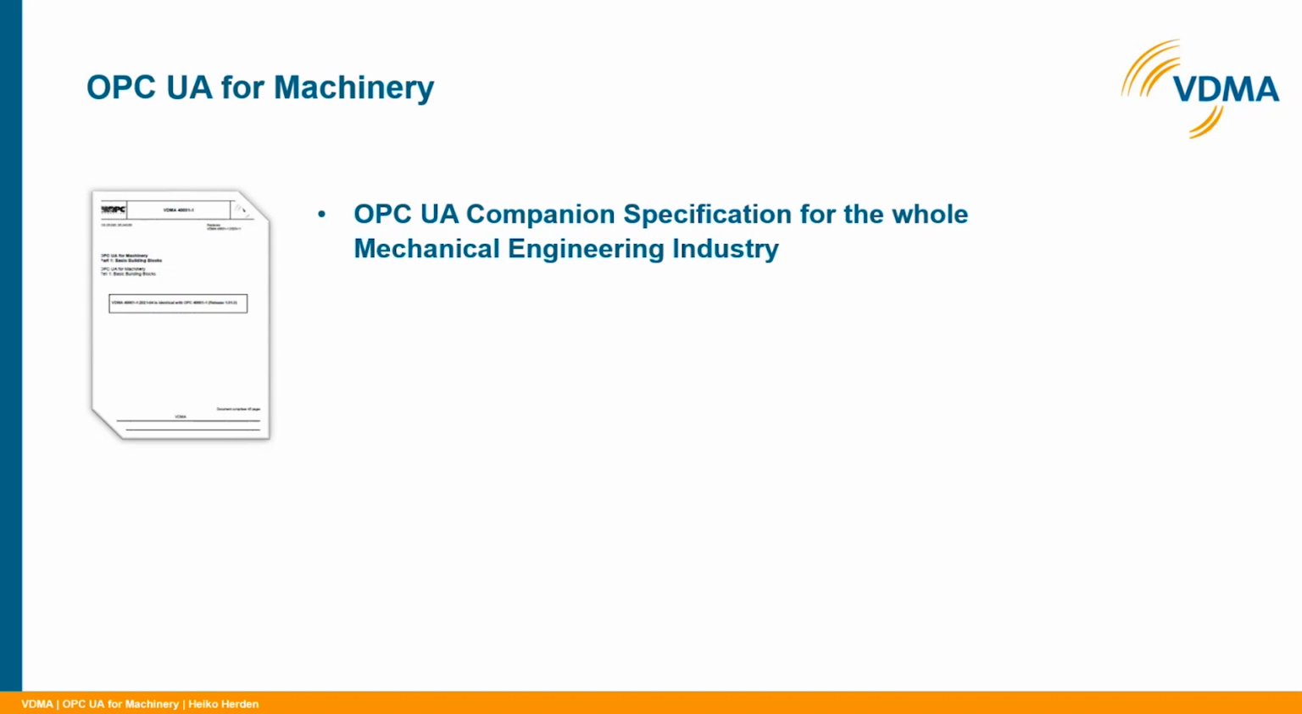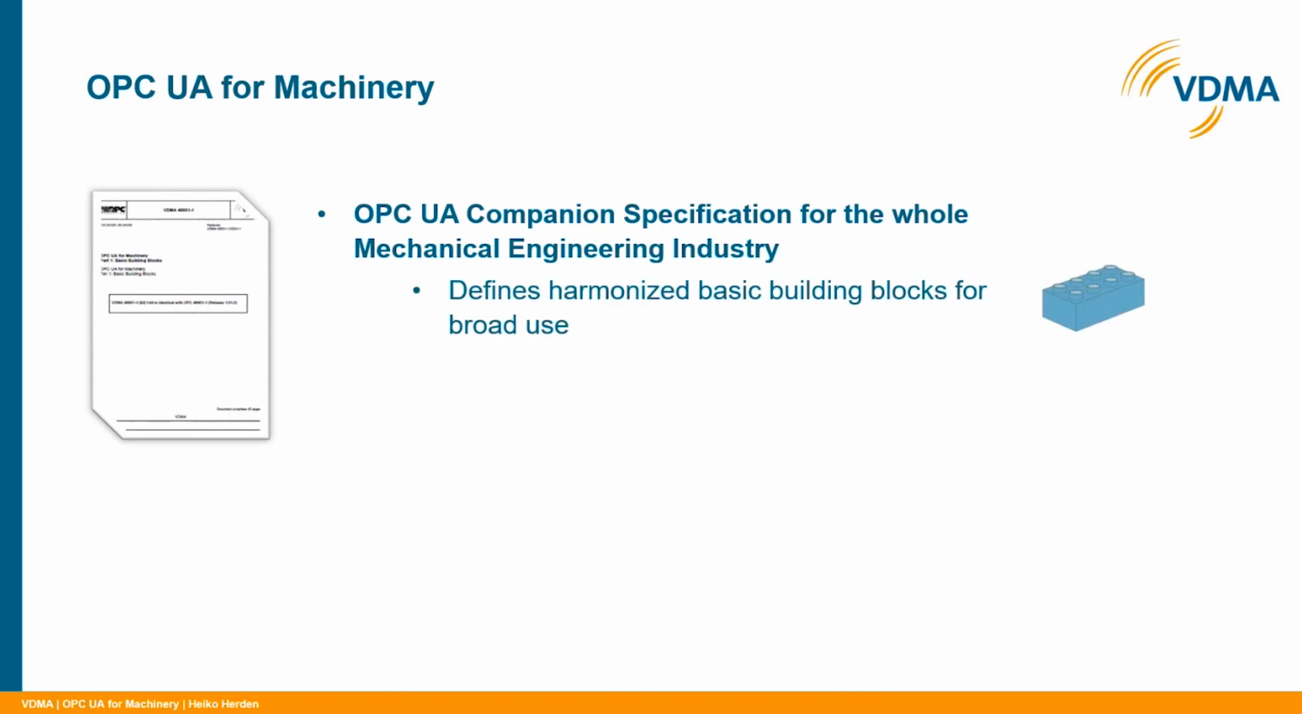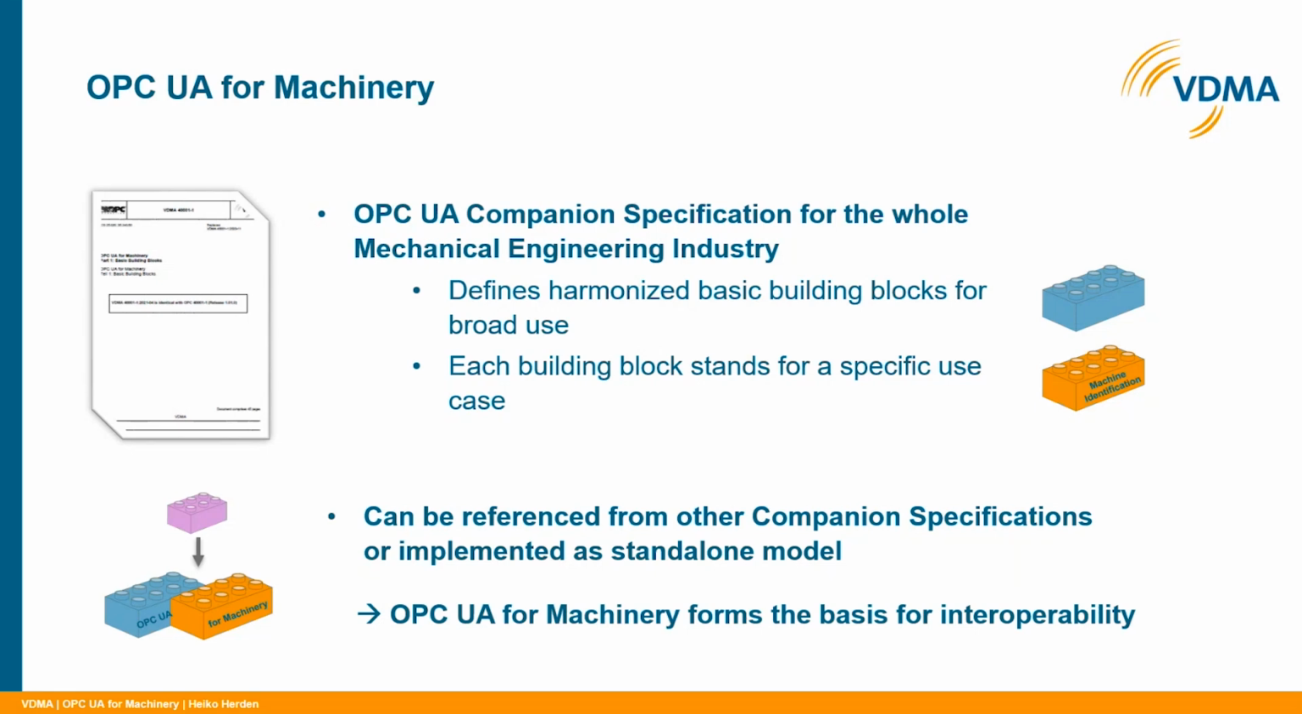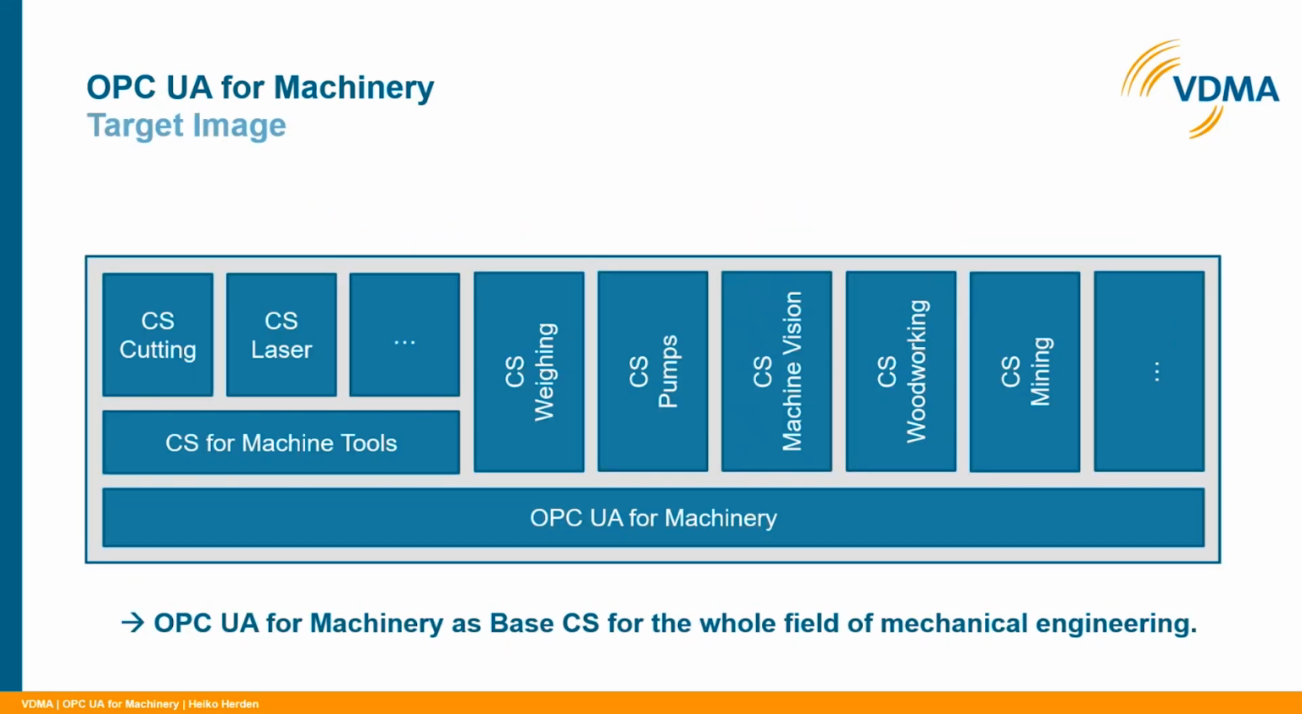OPC UA for machinery is basically also a companion specification, but for the whole mechanical engineering industry. And in OPC UA for machinery, we define harmonized basic building blocks for the broad use. I already showed all these topics. Each topic is one building block because each building block stands for a specific use case. And if you now ask the question, how would I use OPC UA for machinery? There are basically two ways. You can either have it referenced from another companion specification, for example, the machine tool specification, which already uses OPC UA for machinery, or you can use it as a standalone model.